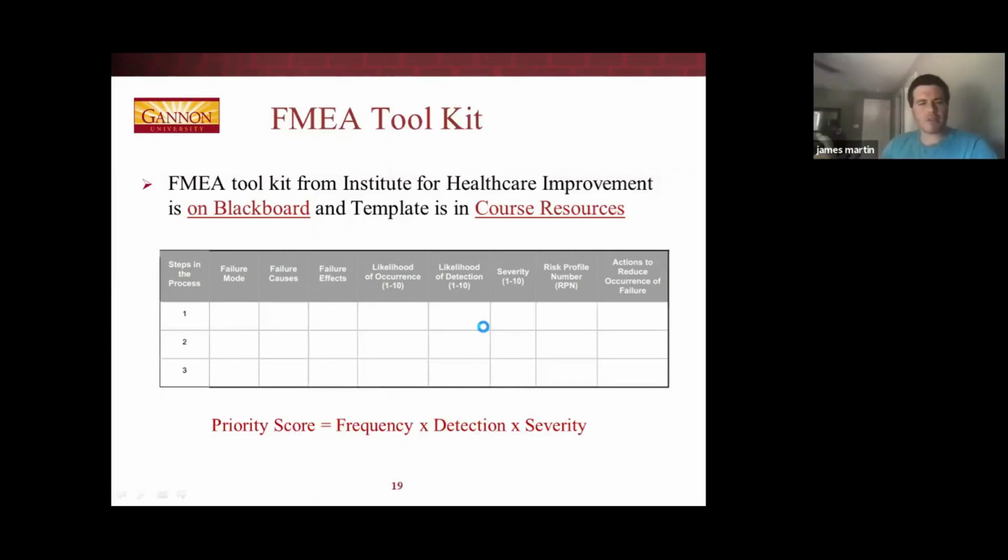What exactly would go in the failure mode column? Just those things. What was the issue? What are all the issues that could have happened? Okay, so the wrong test.